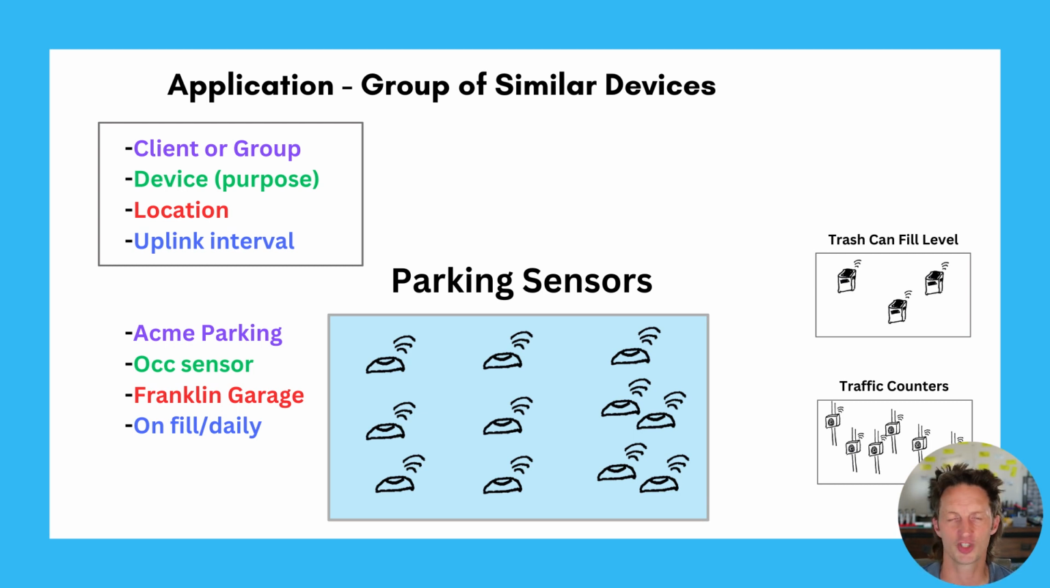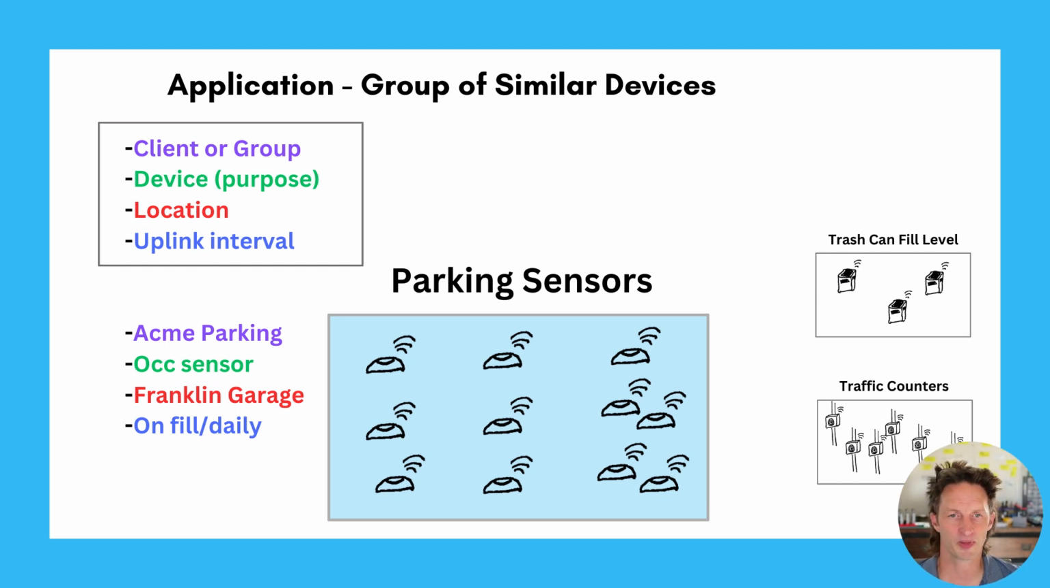It's really simple. It's just a group of devices that are similar. Could be a bunch of weather stations, trash can fill levels, traffic counters, or parking sensors at a specific garage. The really important thing with applications for right now, and the thing you should spend some time thinking about, writing down and organizing, is how you're going to name them, your naming convention.